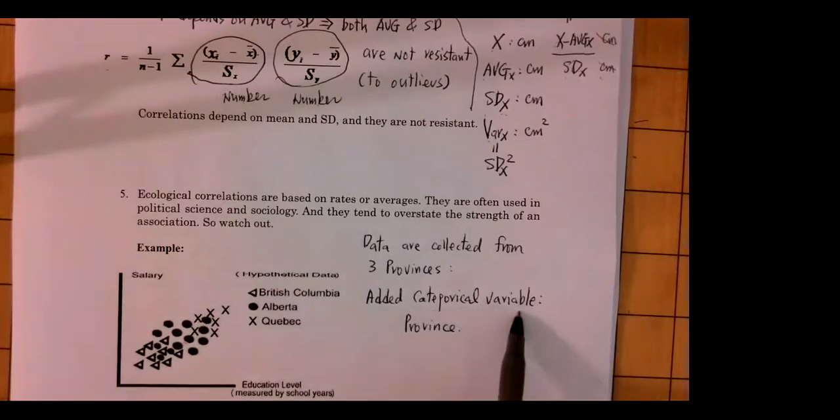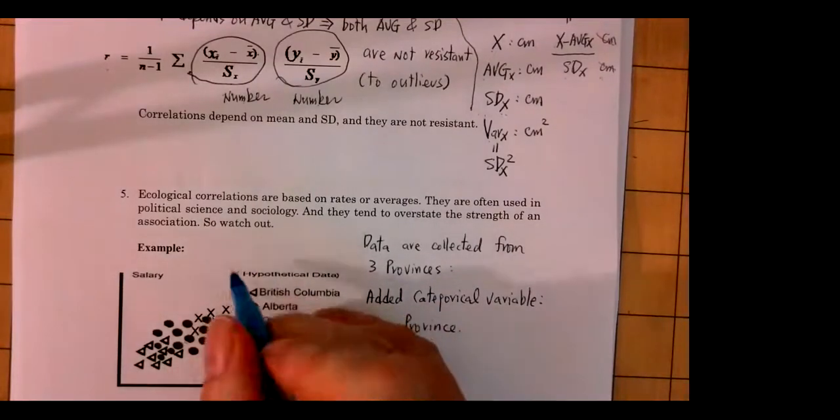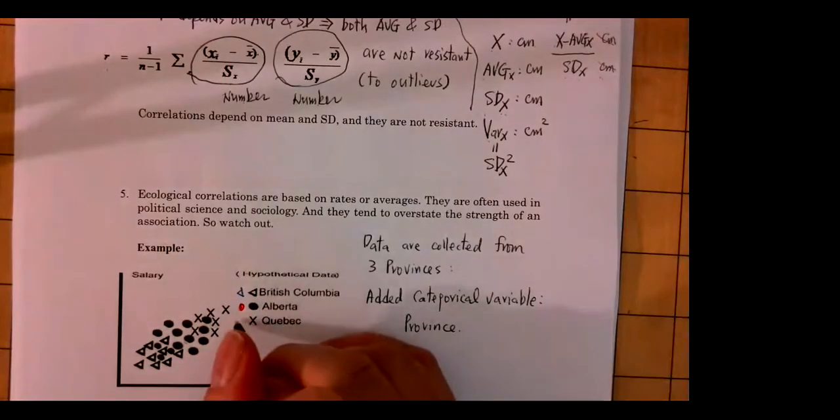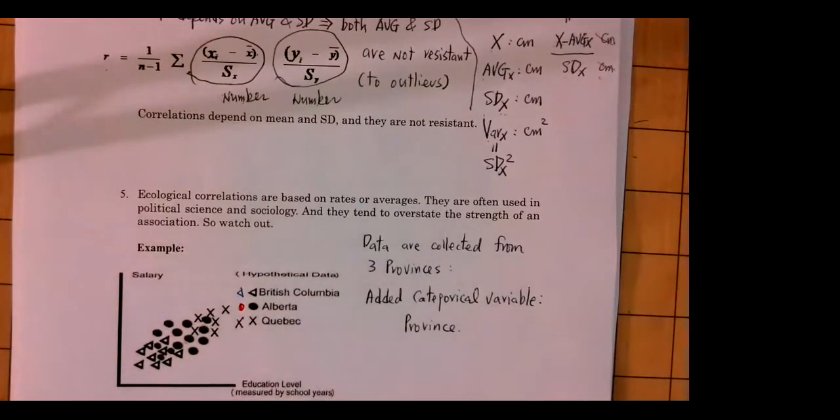When we add a categorical variable in a scatter plot like this, we can either use different color. For example, in my notes, I think this dot is in red, okay? And the triangle is in blue. And the check is in black, okay? When you add a categorical variable in the scatter plot, you can either use different symbol or use different color, okay?